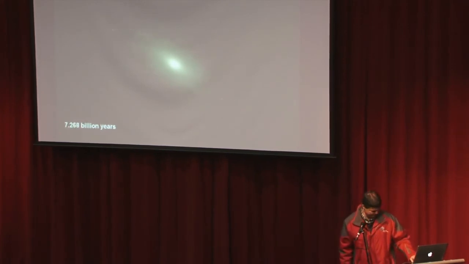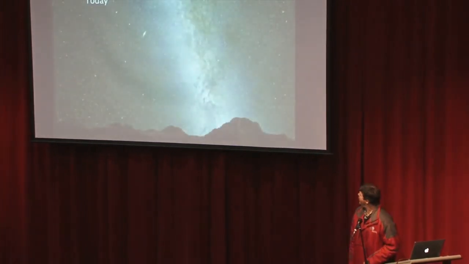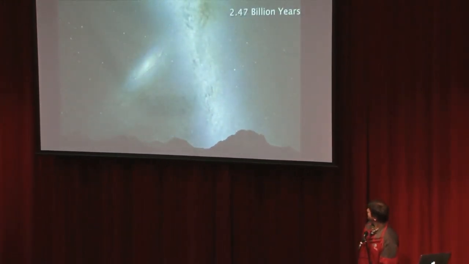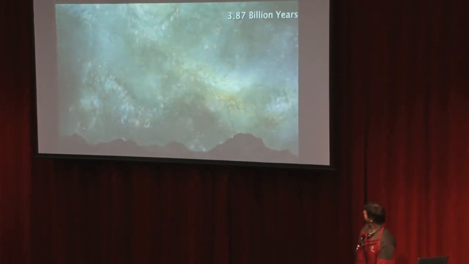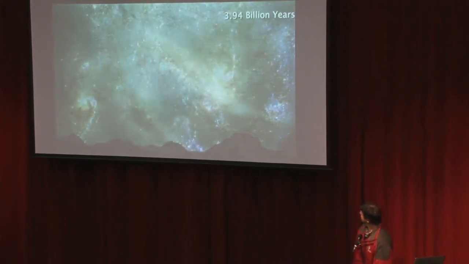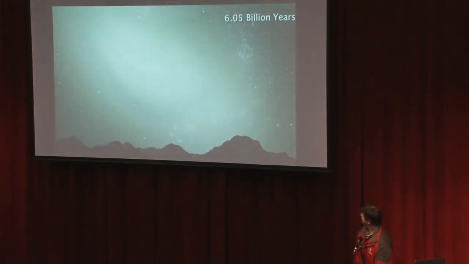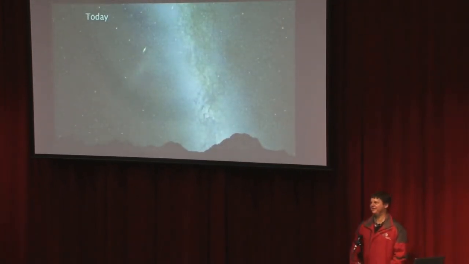So that's the future. I'll finish off. This is a picture of the future sky. This is what it looks like today. In about 2 billion years, we'll see this. And then there'll be a big mess, like that. And we'll live in an elliptical galaxy at the end of it. So that seems like a good note on which to end the session. Thank you, everyone.